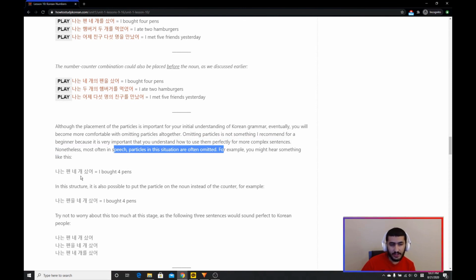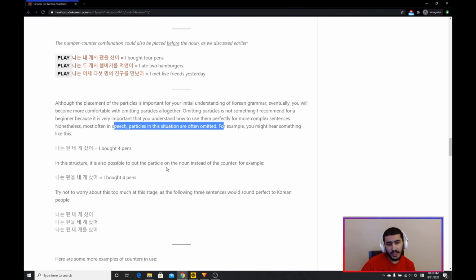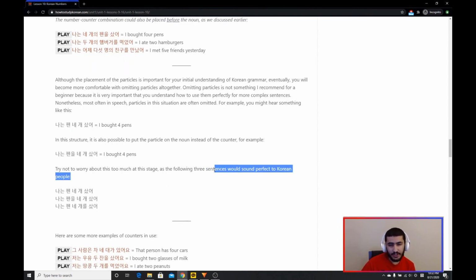So you will hear 4개 샀어, I bought 4 of them, instead of 4개를 샀어. It's also possible to put the particle on the actual object. So 나는 펜을 4개 샀어 instead of 나는 펜 4개를 샀어. Try not to worry too much. So you can see these 3. Here the 를 is on the 개, here it is on pen, and here it is just omitted.